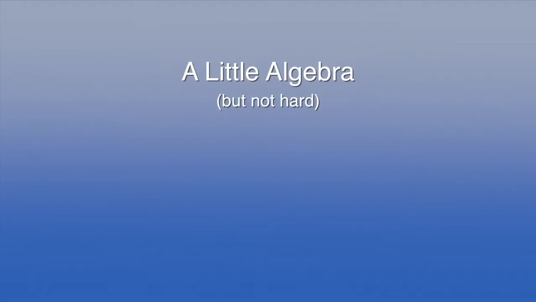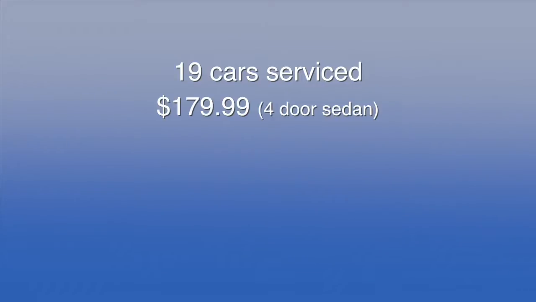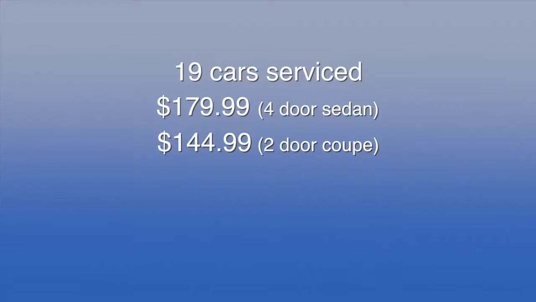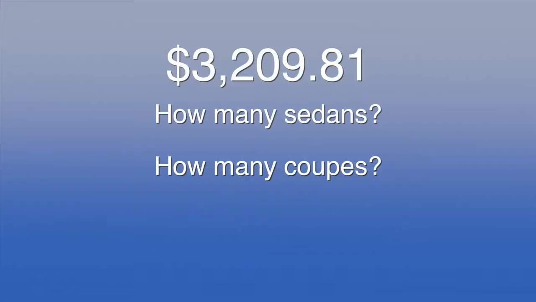In this example, this person works for a sunscreen shop. In the past week, the shop applied window film to 19 autos. It charges $179.99 for a 4-door sedan and $144.99 for a 2-door coupe. Now, Sarah, who works there, reported that she made $3,209.81 in total receipts, or that means how much she made totally. And in that week, they're asking how many 4-door sedans did she do the window tinting for, and how many 2-door coupes did she do the window tinting for.